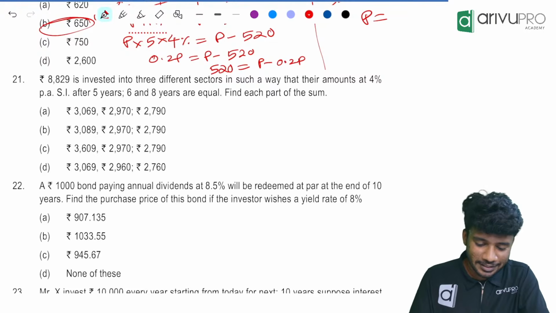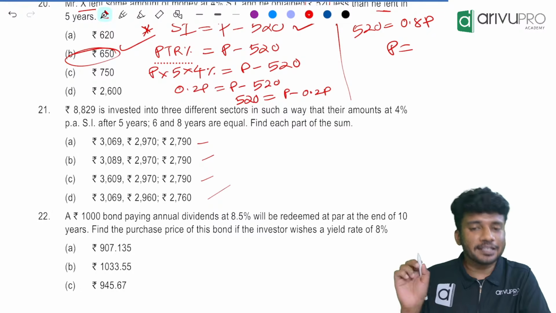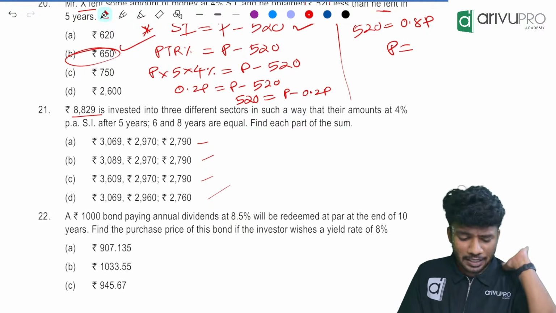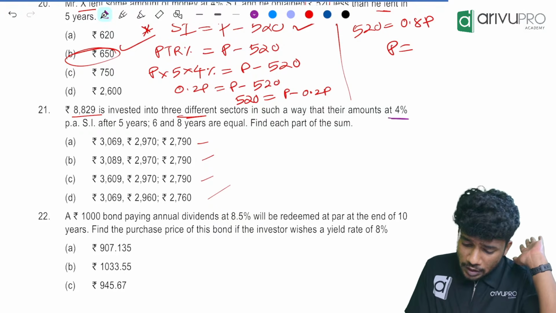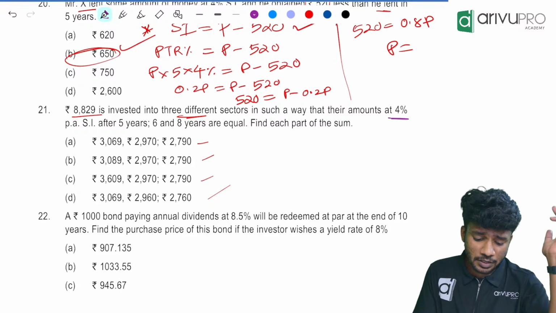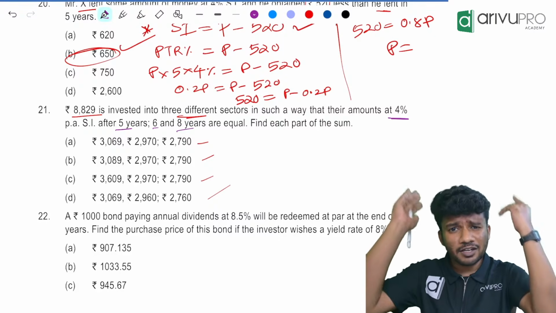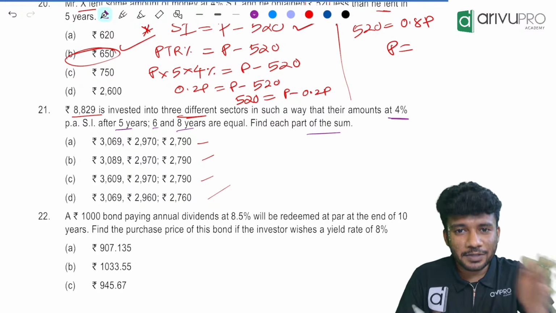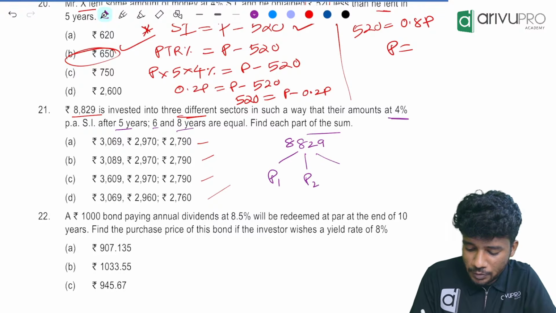Next one, another easy question. I'll tell you why it is easy. It might look complicated, but just by adding the options, you will get the final answer. Okay, I'll tell you how. Now, 8,829 is invested into 3 different sectors in such a way that their amounts at 4% simple interest after 5 years, 6 years and 8 years are equal. That means their amounts are equal after 5 years, 6 years and 7 years. But the question is each part of the principal, whichever we split it, right? For example, 8829, we are splitting into 3 principal, P1, P2 and P3.